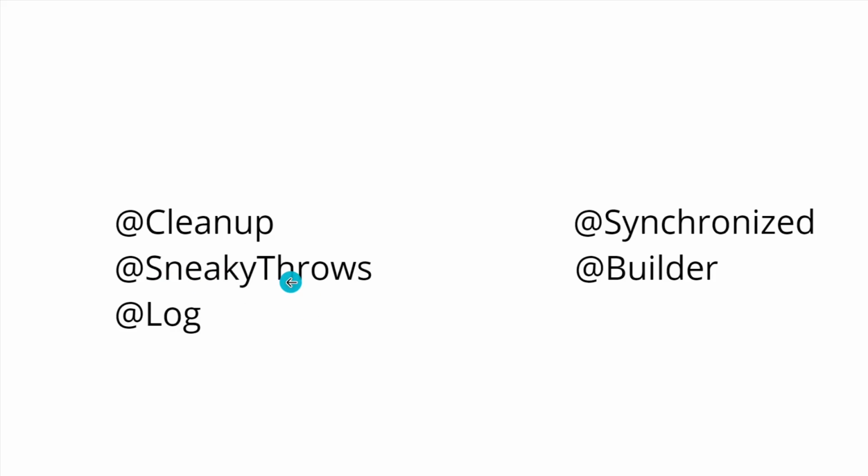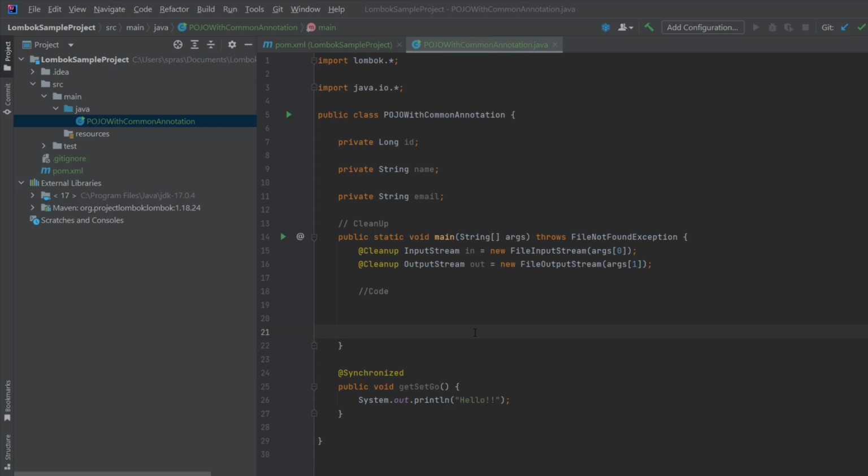Now talking about sneaky throws. So sneaky throws annotation is to throw checked exceptions without actually declaring this in your method, right? So we have already seen that example.